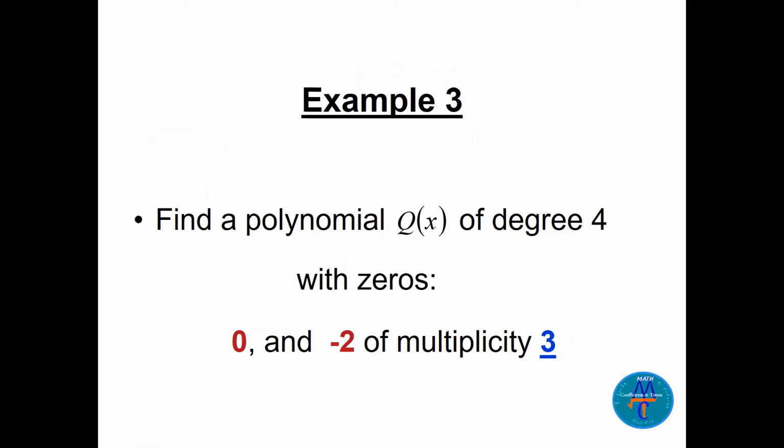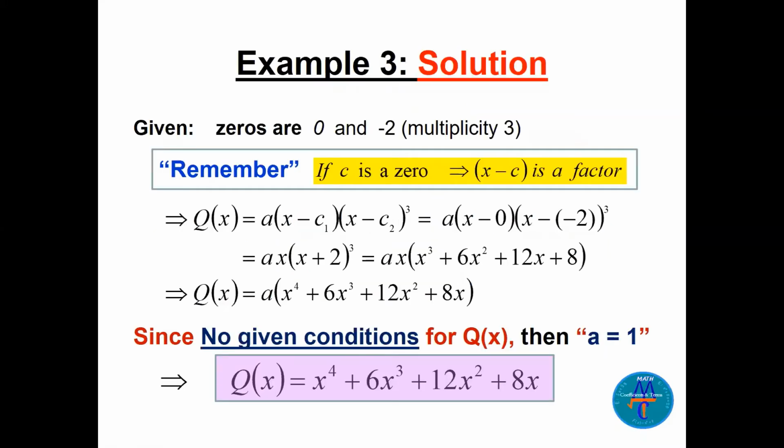Find a polynomial q(x) of degree 4 with the zeros 0 and minus 2 of multiplicity 3. So we have the zeros here, and we have to build up the function. Easily, we can start with q(x) = a(x − c1), that's the first zero, and the second zero (x − c2), all cubed, because the question says multiplicity 3. So we have a(x − 0)(x − (−2))^3. You get this function here.